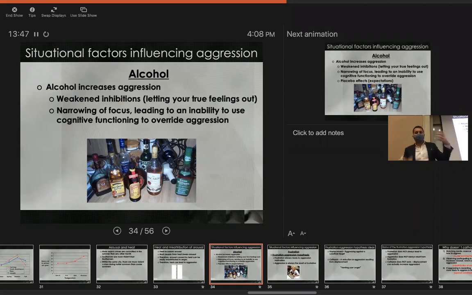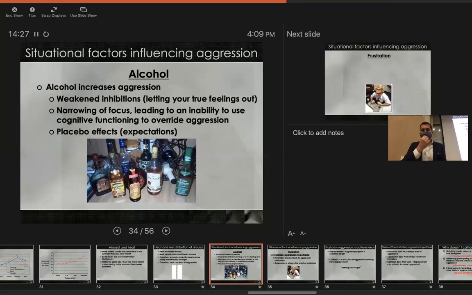But if you've been drinking and you don't have those same cognitive resources available to you, you're no longer able to think about that, right? You notice that someone bumps into you, but you don't have the ability to think about how that person might have tripped. You can't override your natural aggressive impulse so much. And so as a consequence, if you can't override that aggressive impulse because you don't have the cognitive resources available to do so, you're more likely to attribute their behavior to their personality, and therefore you're going to retaliate against them. So basically, by narrowing your focus and leading you not to be able to use your cognitive functioning, alcohol can lead to aggression that way as well.